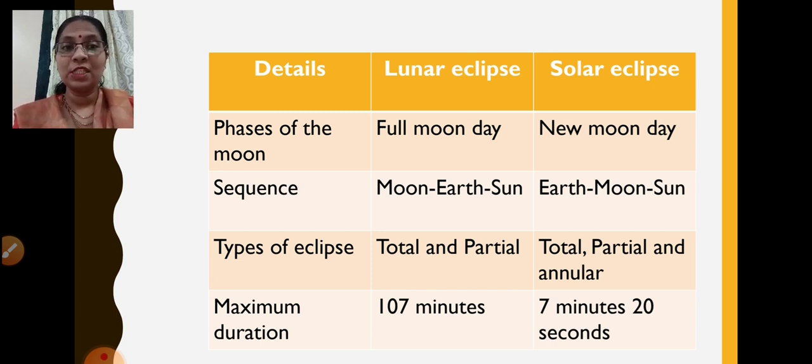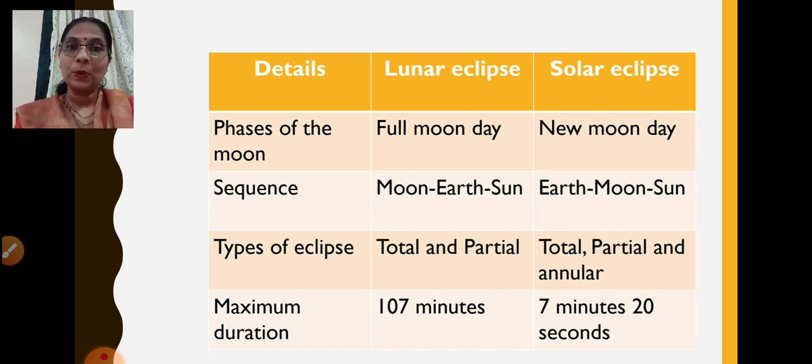Phases of the moon, the sequence, the types of eclipse and the maximum duration. Okay, so for the lunar eclipse, when does it take place? What phase of the moon is it? It is on a full moon day. Solar eclipses take place on new moon day. Fine. What is the sequence for a lunar eclipse? For a lunar eclipse, it is the moon, the earth and the sun, which means the earth is between the sun and the moon. Very good. And for a solar eclipse, it is the earth, moon and the sun, where the moon comes in between the earth and the sun.